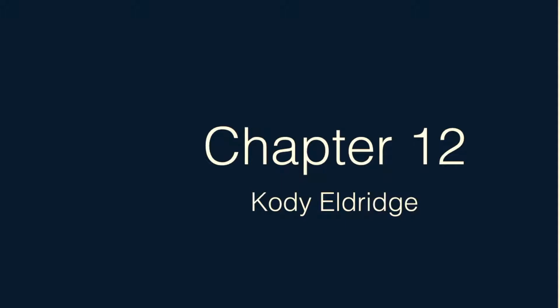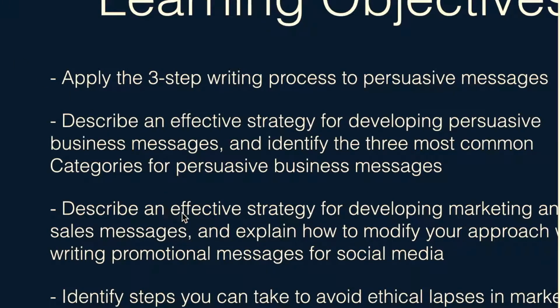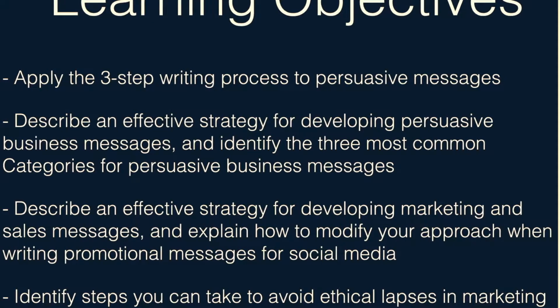The first learning objective for this particular chapter is to apply the three-step writing process to persuasive messages. The second one is to describe an effective strategy for developing persuasive business messages, and identify the three most common categories for persuasive business messages. And then third, describe an effective strategy for developing marketing and sales messages, and explain how to modify your approach when writing promotional messages for social media. Then finally, we're going to identify steps you can take to avoid ethical lapses in marketing and sales messages.